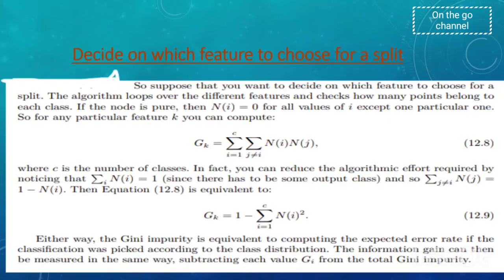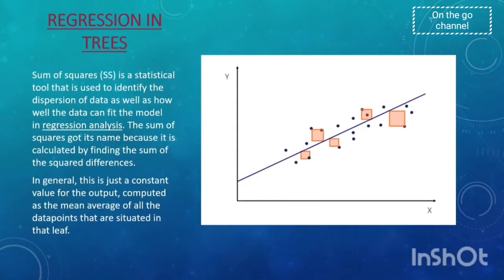calculate the Gini index. Then, for deciding which branch to go to next, to construct which branch in a tree, we have to go with this formula: G_k equals the summation i equal to 1 to c, c is the class, summation of j not equal to i, n_i and n_j. By using this we can derive the Gini index as well: G_k equals 1 minus the summation i equal to 1 to c, c is the class, of n_i the whole squared.